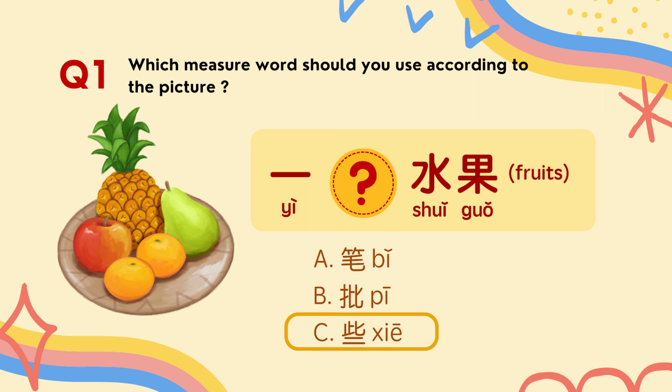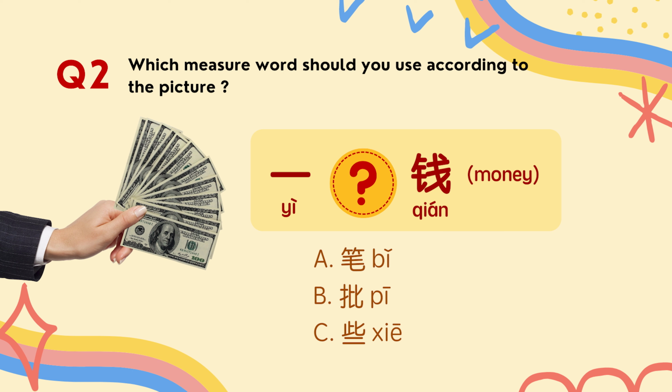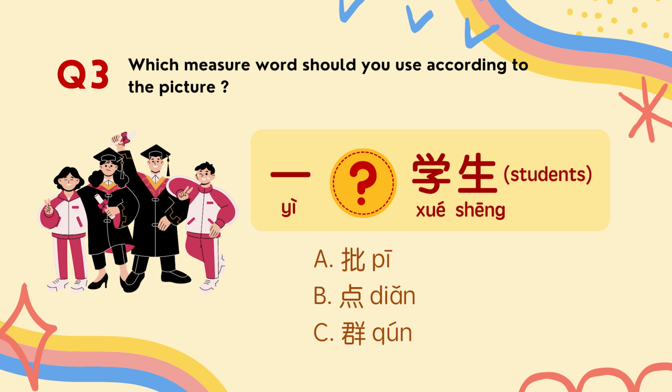一些水果。水果 means fruits. 一笔钱。钱 means money. 一群学生。学生 means students.